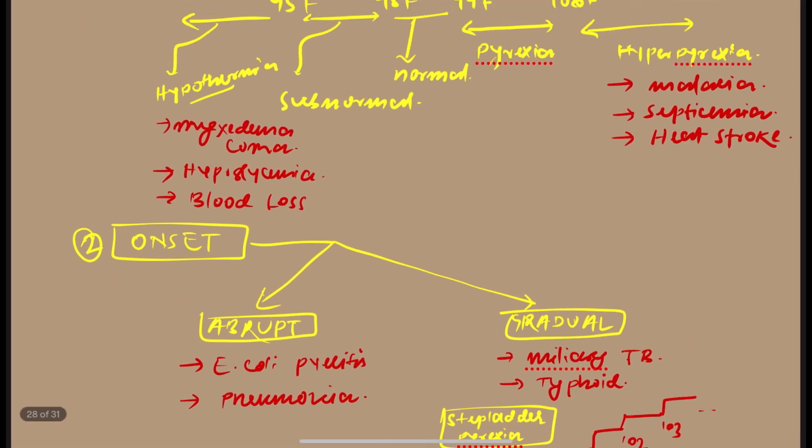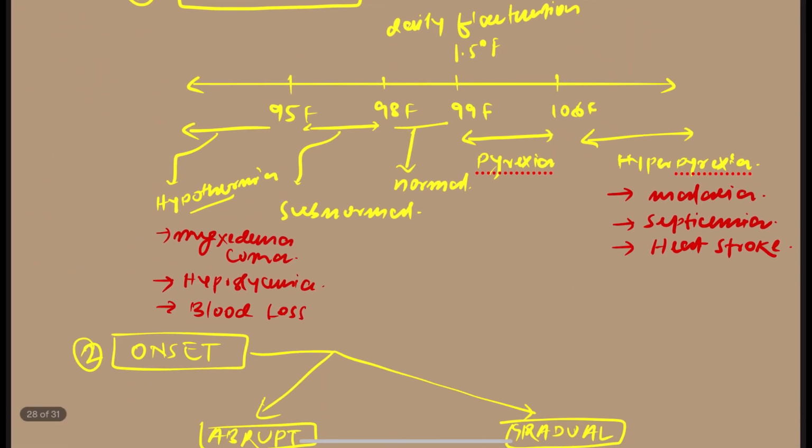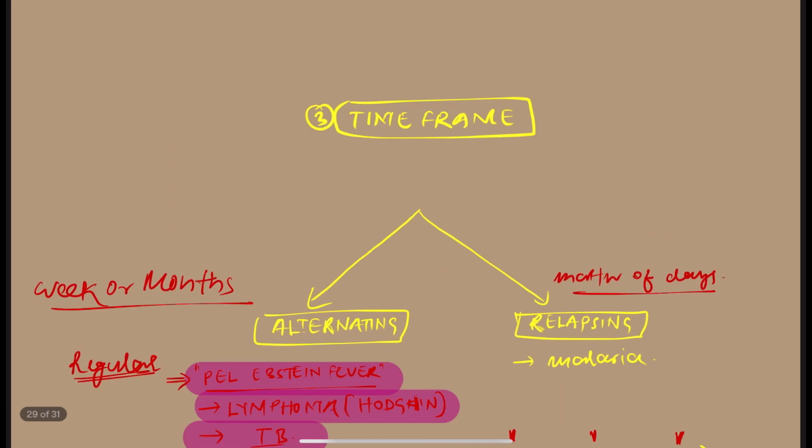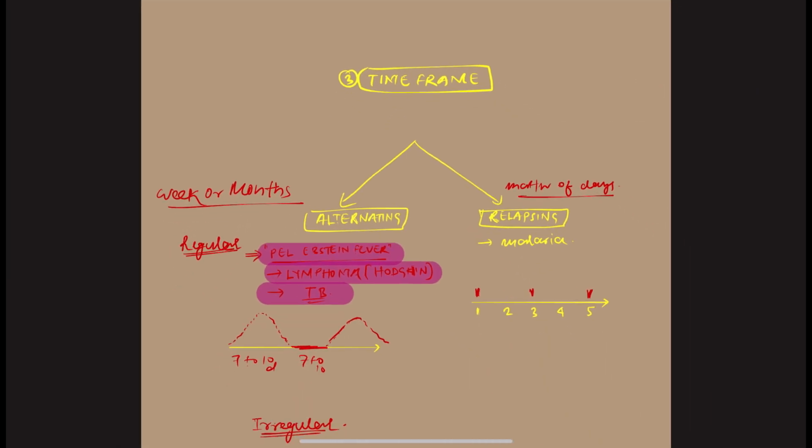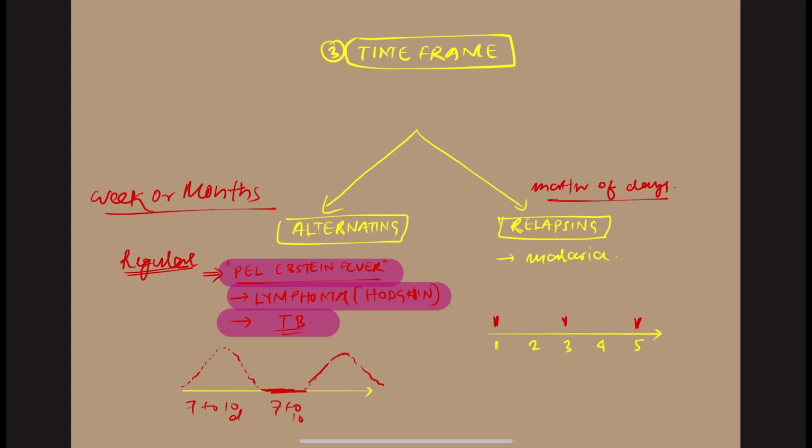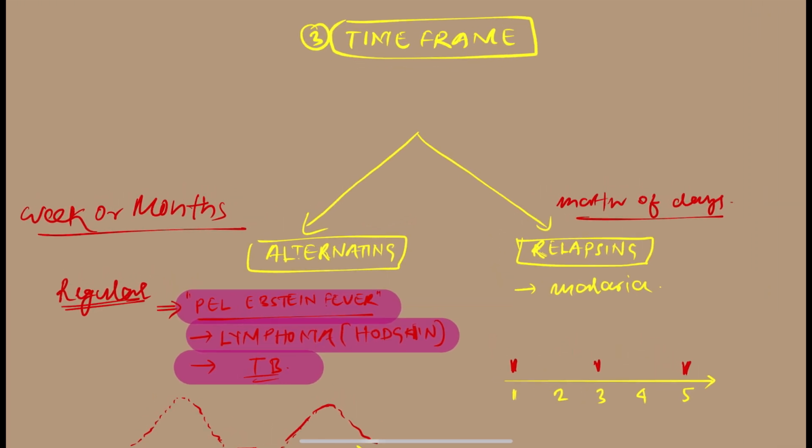Okay, we have covered number one, that is the temperature, and number two, onset. Coming to the next part, it is the time frame. Under the heading of the time frame, we will be discussing two subheadings, that is the alternating and the relapsing.